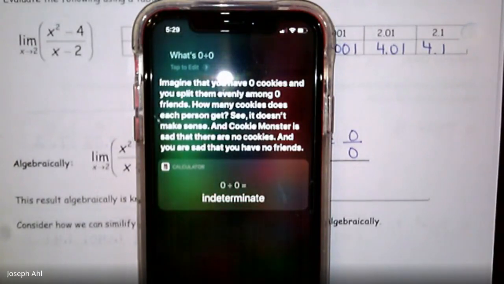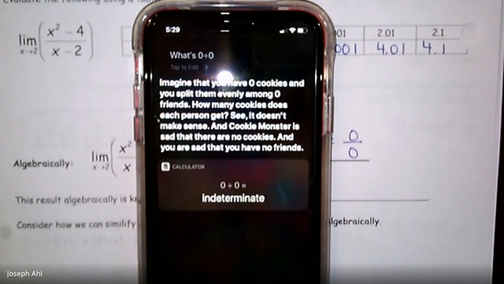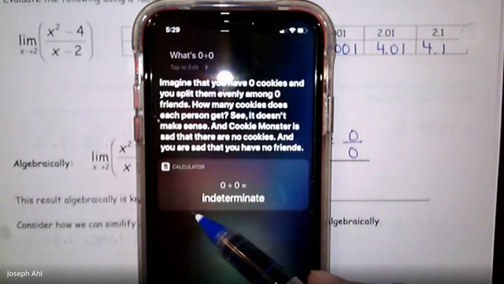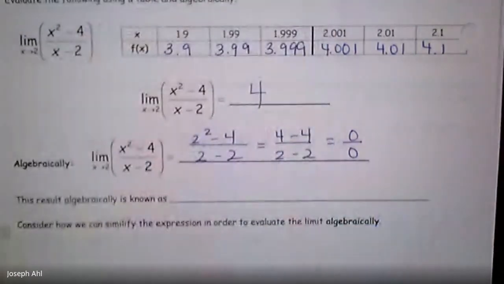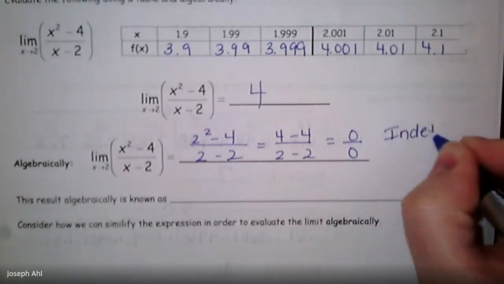So 0 divided by 0 is, in fact, something that we can't determine. It's not 0. It's not undefined. There's no way to really mathematically quantify what this means. So Siri is exactly right here, which Siri usually is not very helpful in my opinion, but she's pretty helpful there in saying that this is called an indeterminate form.